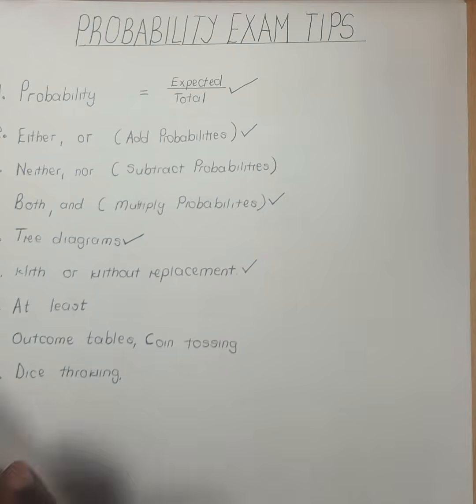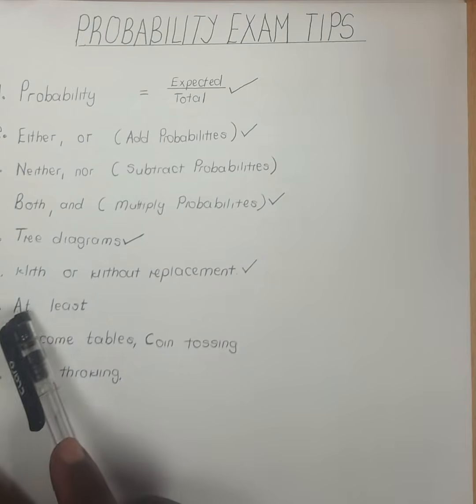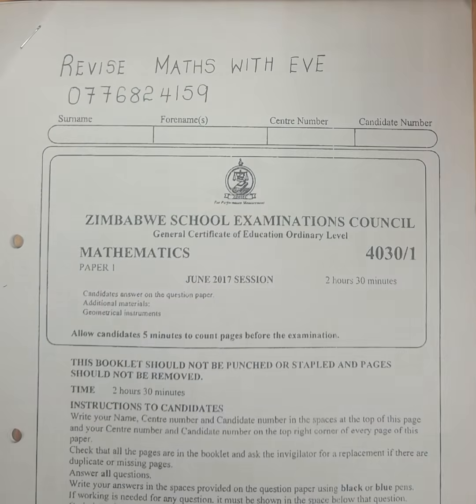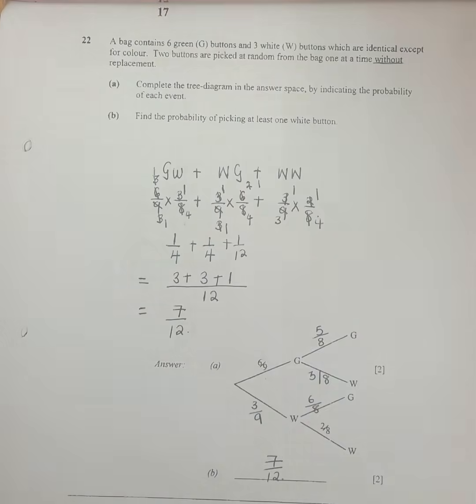So I'm going to look for an example where we are going to have at least. So we'll extract our question from June 2017. It is saying find the probability of picking at least one white button. So you should understand that when it is at least, it means greater than or equal to 1. When they are saying at least one white button, it means greater than or equal to 1 button.